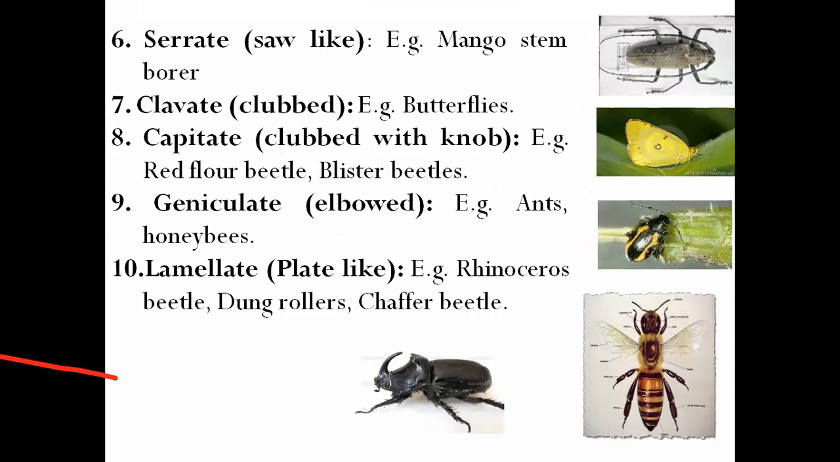Have you seen a saw? Do you know it? Yes, sir. So the example of the serrate type of antenna is the mango stem borer, known as saw-like. Look at this, this is the saw-like appearance. Okay, I am showing you. This is a saw-like appearance on one side on each part of the insect antenna of the mango stem borer.